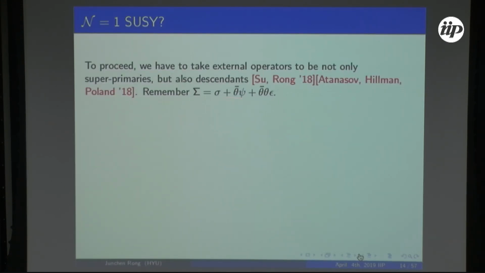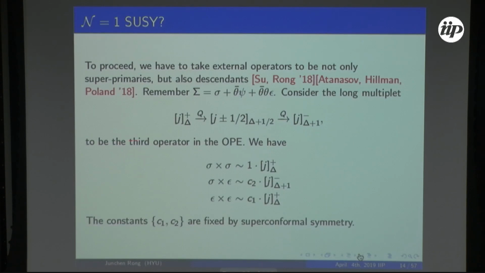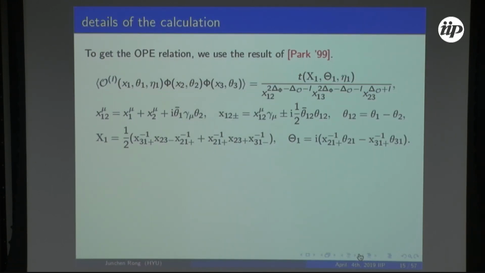To proceed, we have to take external operators to be not only superprimaries, but also descendants. This is what we did. To explain this, as I explained, this is the structure of the multiplets. Suppose, let's say, sigma OPE contains this l with positive parity. Then epsilon sigma OPE can contain the other one. You can see that these OPEs are related to each other, and this is how you put in these constraints. It's a very simple idea, actually. But how to get these OPE relations?